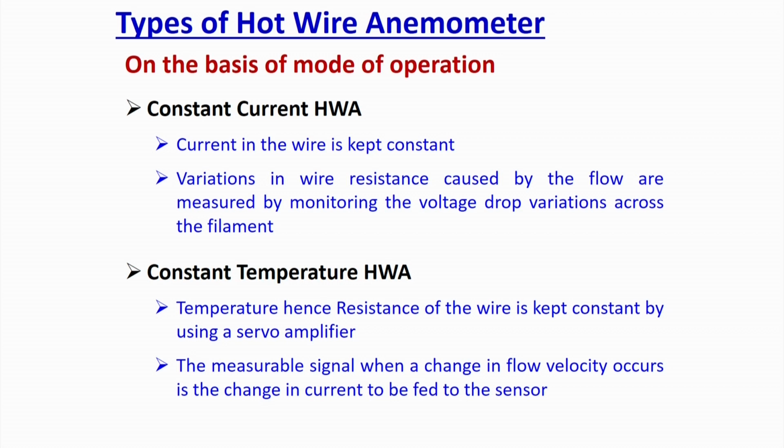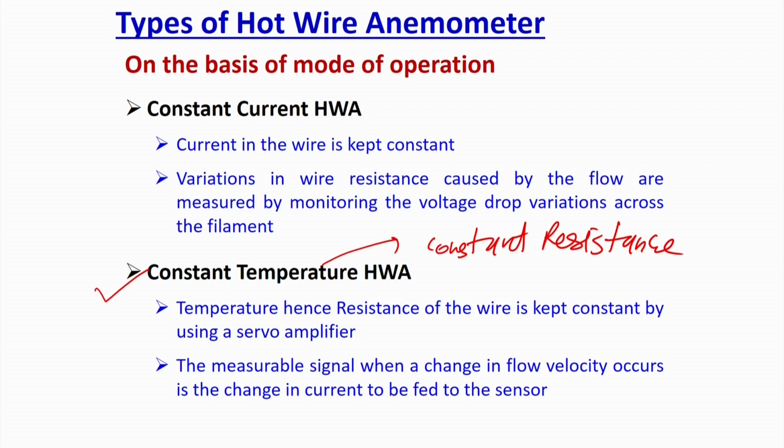Now, as the name suggests, in the constant current you are going to keep the current same, and in the constant temperature you are going to keep the temperature same. Temperature same means resistance same, so you can also say that is a constant temperature. Some people also say constant resistance. So, both are same. You can make the constant resistance or you can make the constant temperature. That is the way it has been divided. Each mode has its own advantage and disadvantage. However, mostly the constant temperature hot wire anemometer is being used. Why? We will discuss.